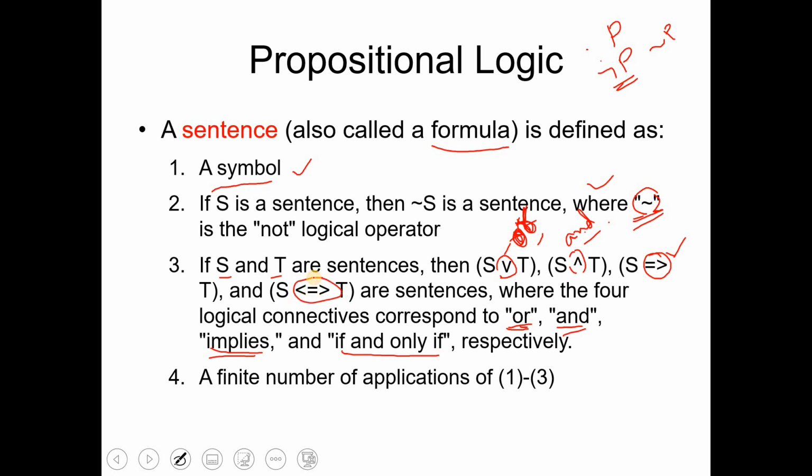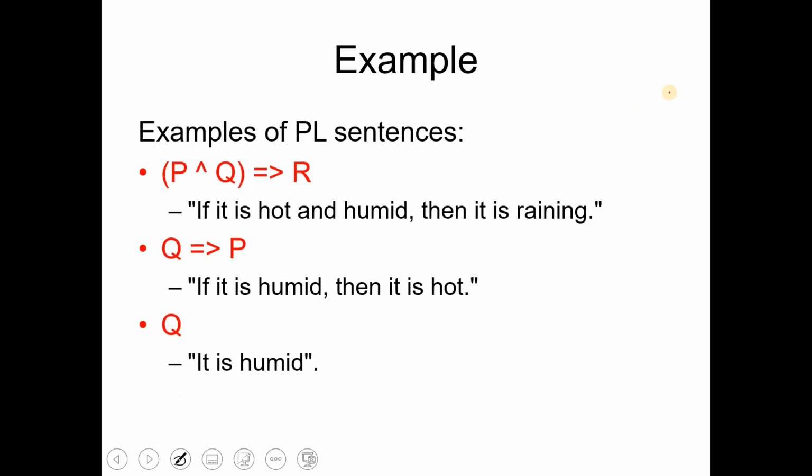What do these symbols mean? We will discuss it. So you can combine them many times, a finite number of combinations of these. You can use them many times to make a complex sentence. So for example, you can over here create a sentence P and Q. What will it mean? I think it will come next. Yeah, here it is. So here are the examples of propositional logic sentences.